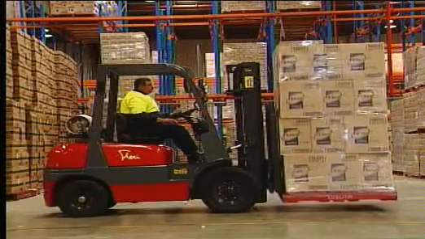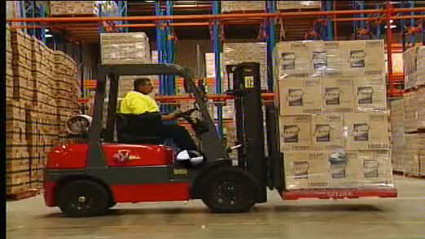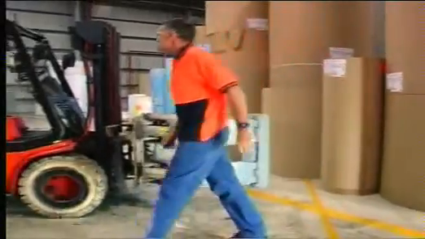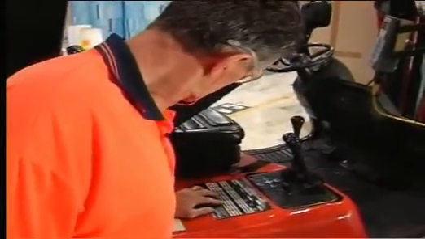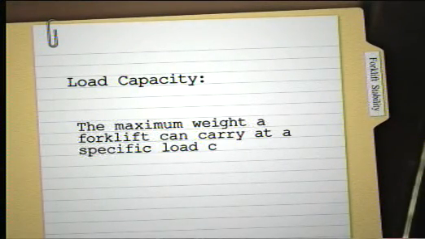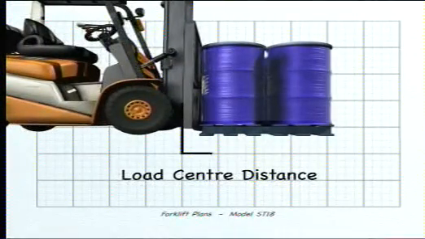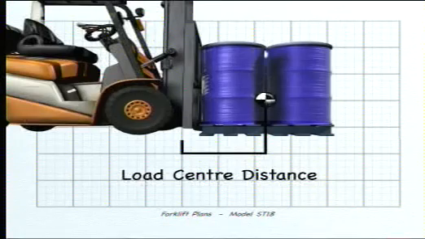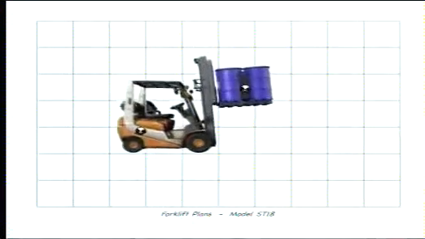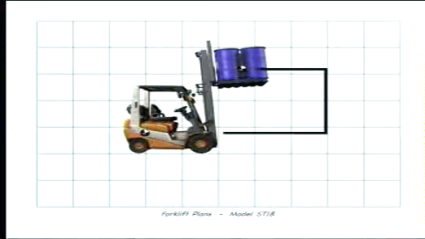When you pick up a load, it will change the center of gravity of the forklift to a combined forklift and load center of gravity. Forklifts have a load capacity plate that includes information on the maximum weight and the maximum load center distance of any load that can be moved by the forklift. The load capacity of a forklift is the maximum weight it can lift at a specific load center distance. The load center distance is the distance from the heel of the fork to the center of gravity of the load. The load center distance of a load changes the center of gravity of the forklift, which varies according to the load and mast lift height.